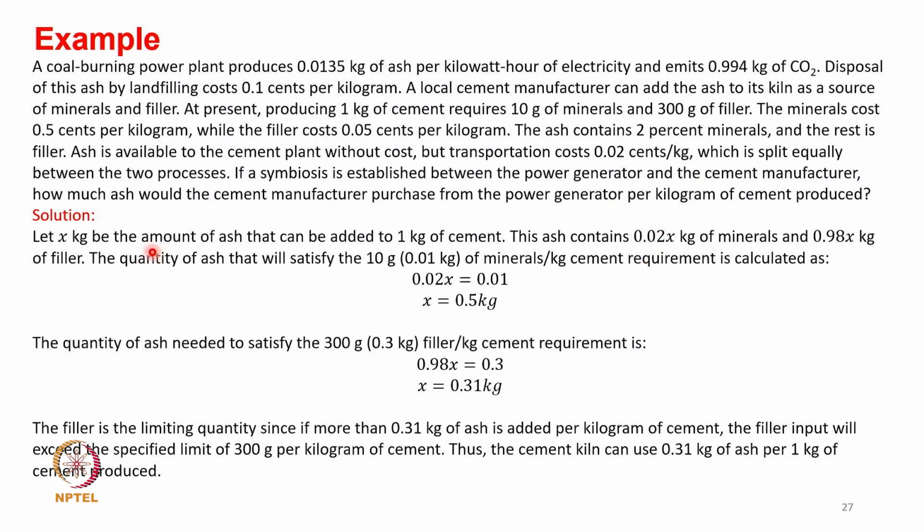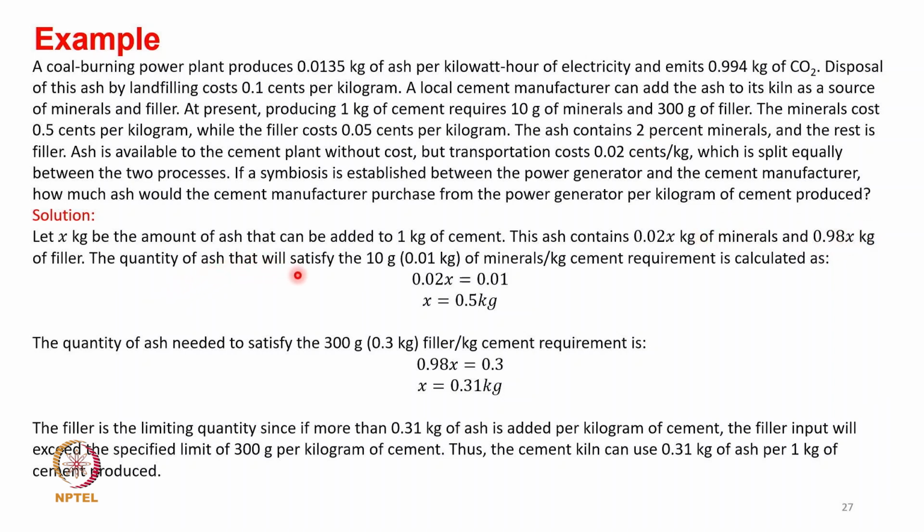So let's consider we have x kg of the ash that can be added to 1 kilogram of cement. The ash contains 0.02 times x kilograms of minerals, and 0.98 times x kilograms of filler. That is, it contains 2% minerals and 98% fillers.